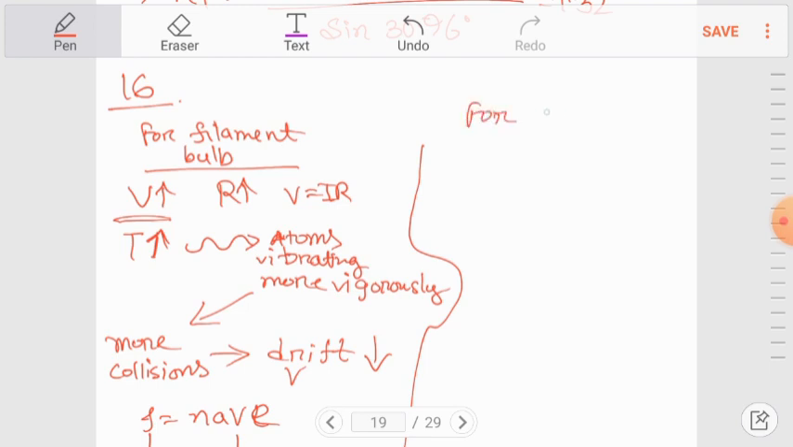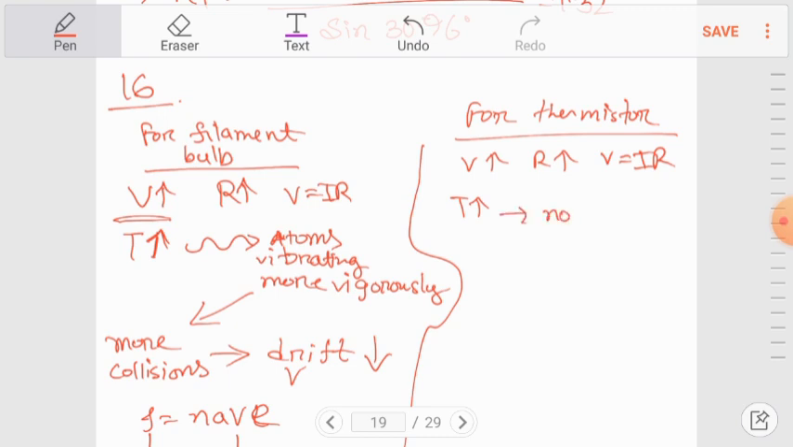So for the thermistor, again, as V equals IR, as V increases, R also increases according to the equation V equals IR. Now as R increases, the temperature of the circuit will obviously increase. In a thermistor, as the temperature increases, the thermistor starts losing more electrons. So the number of electrons increases.